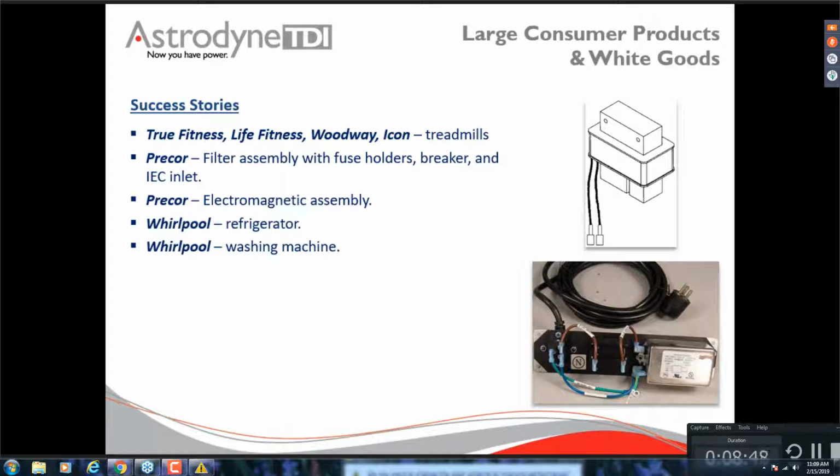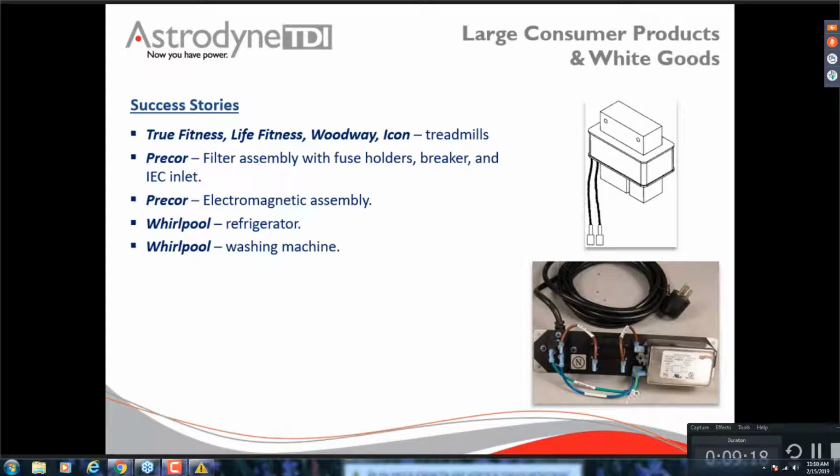One of the things I want to mention is that, in addition to just standard EMI filters and components, we want to provide a value-added proposition in terms of product offering to the OEMs or companies. So something a little bit extra to throw in there. Well, Precor, we've provided them a filter assembly with the breaker, a fuse holder, and the IEC inlet, and you can see that in the bottom right picture. This is basically a small sub-assembly with these components.